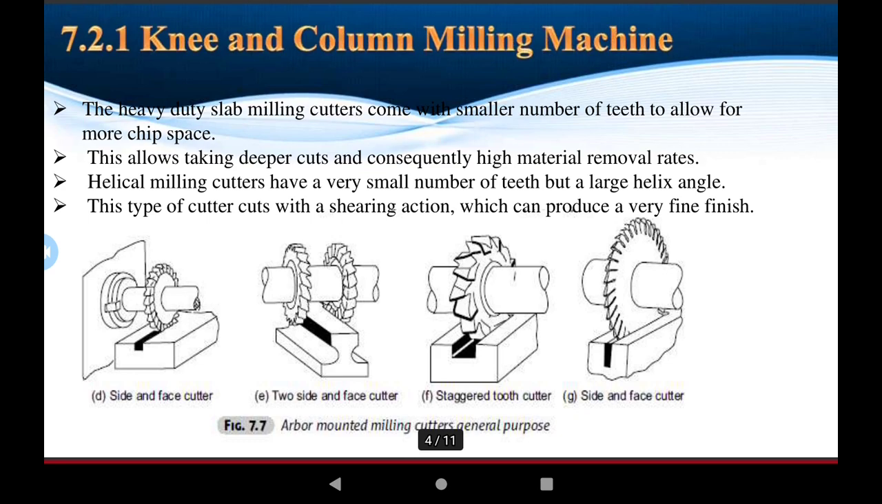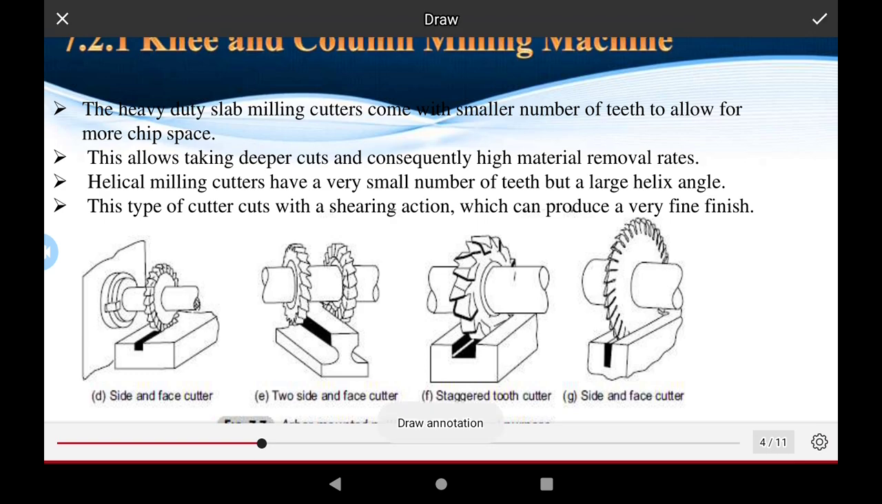And key and column milling machines. Some of the other milling machine cutters are the heavy duty tools, which also perform manufacturing operations on heavy workpieces.